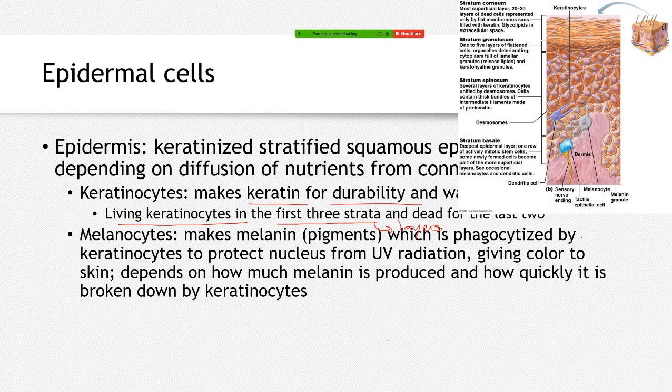Melanocytes, on the other hand, are cells that make melanin. And melanin, like we said earlier on, is going to help protect the nucleus from UV radiation. However, this melanin is going to be phagocytized by the keratinocytes. So people who have darker colored skin could be because there's a lot more melanin being produced, or it could be because the keratinocytes end up not phagocytizing as much. So it's a combination of the two.